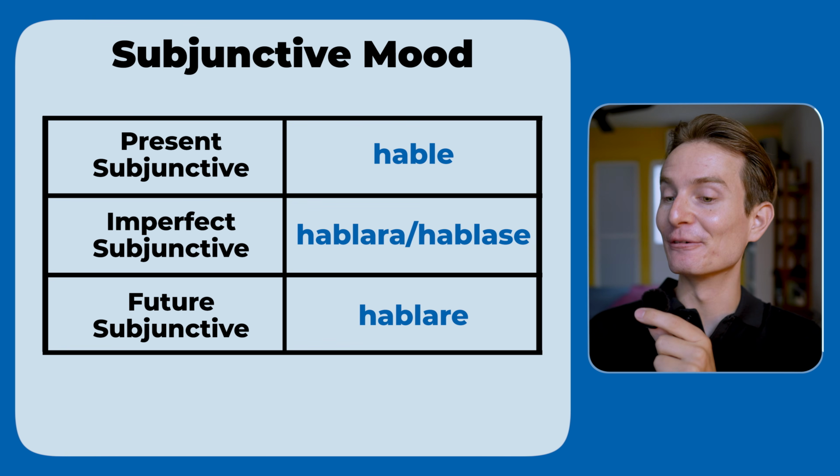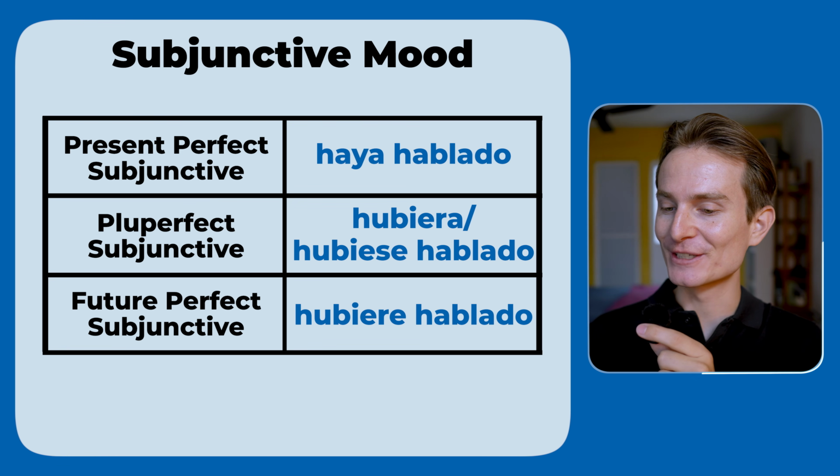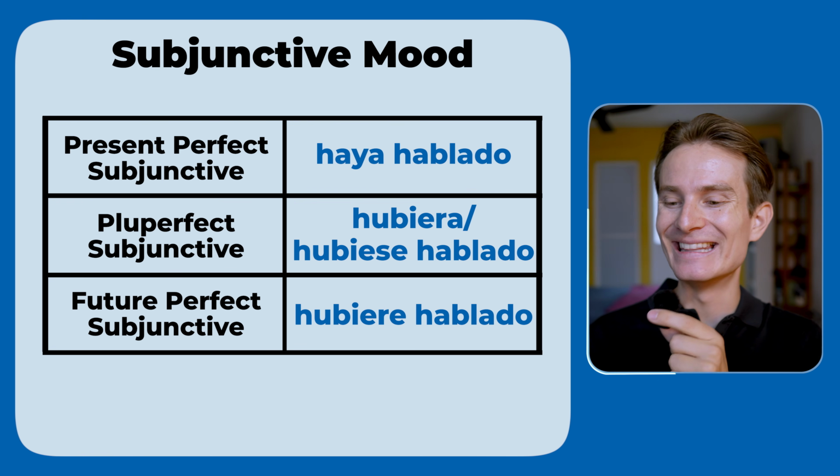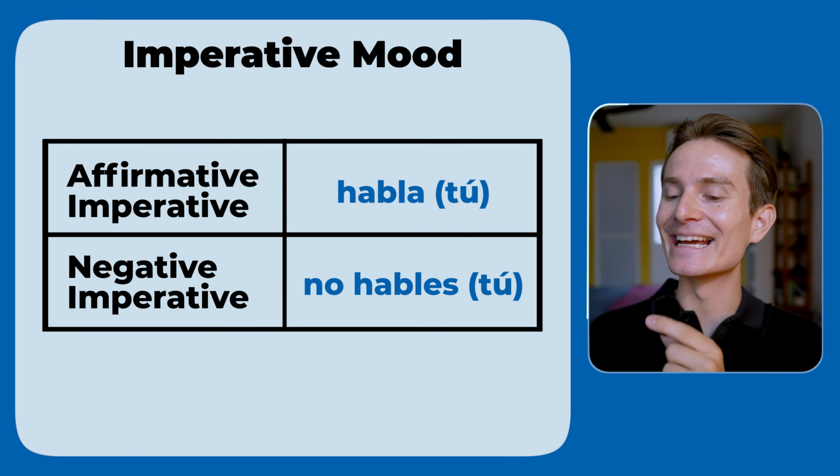imperfect subjunctive, the future subjunctive, the present perfect subjunctive, the pluperfect subjunctive, the future perfect subjunctive, the affirmative imperative, and the negative imperative. Whew, that's a lot.